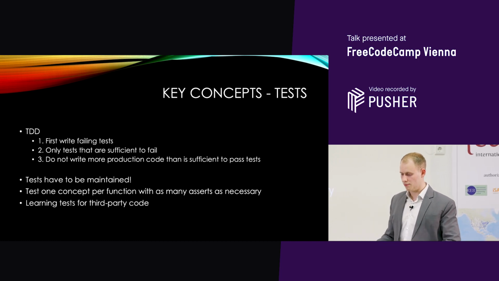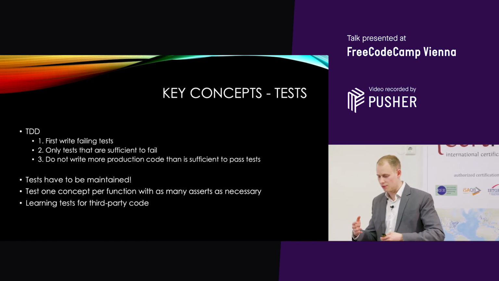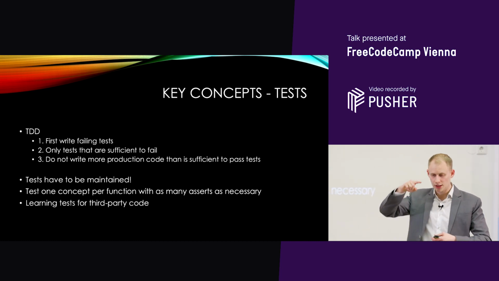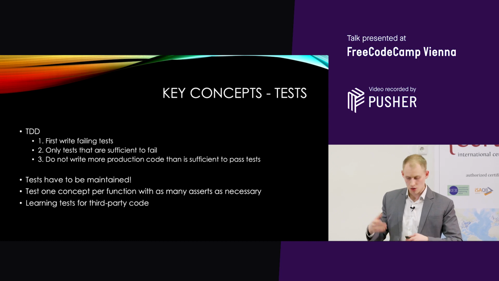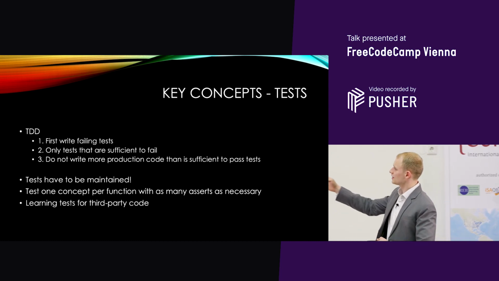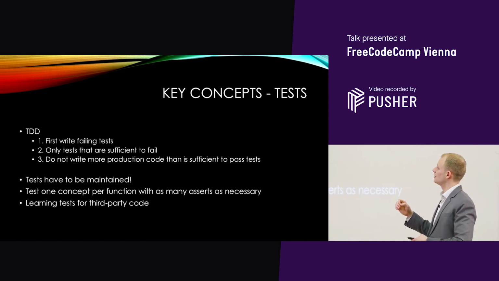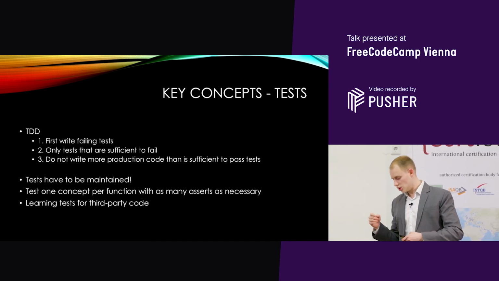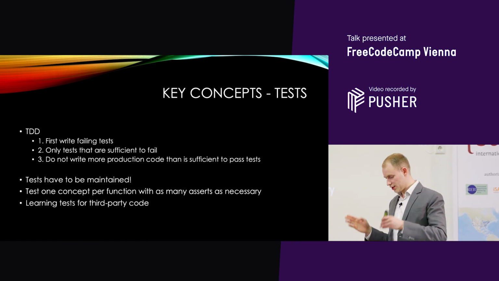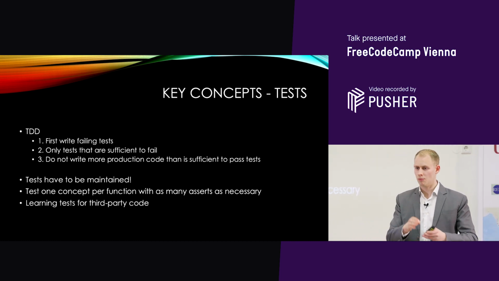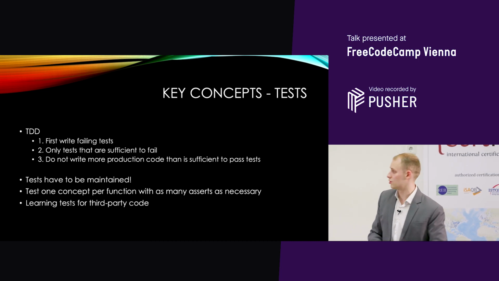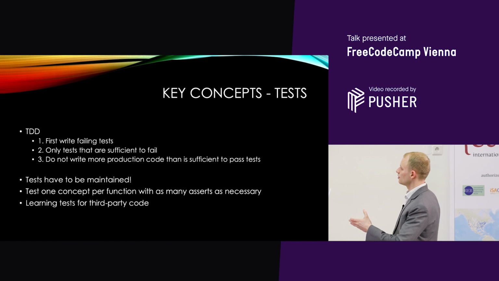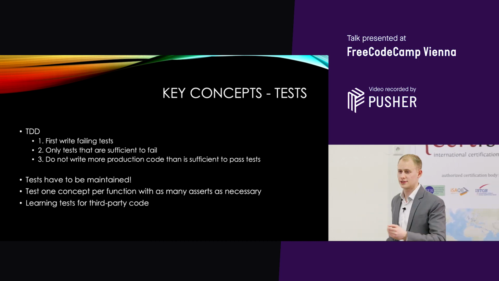Just think about what the component or the function or whatever the module should do, and then write tests about that. Because you're actually building the framework for what the function or the module should do. The second step is to write only tests that are sufficient to fail. You don't have to test everything, you just have to test what you want to accomplish with the component or the module. And the third step is, do not write more production code than is sufficient to pass the tests.